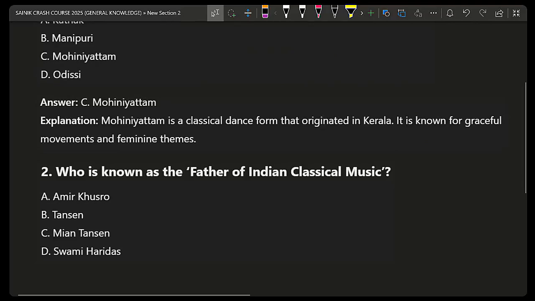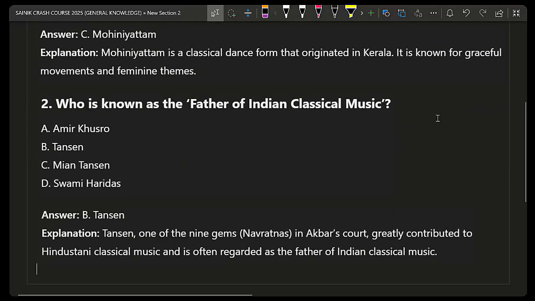Five seconds left. And time up. One student said Mian Tansen, wrong answer. Three students said Amir Khusru, wrong answer. Four students said Swami Haridas, wrong answer. And the correct answer is Tansen. Tansen, one of the nine gems, Navaratnas we discussed in Akbar's court, greatly contributed to Hindustani classical music and is often regarded as the father of Indian classical music. Next question.